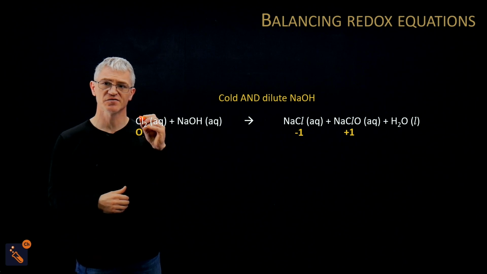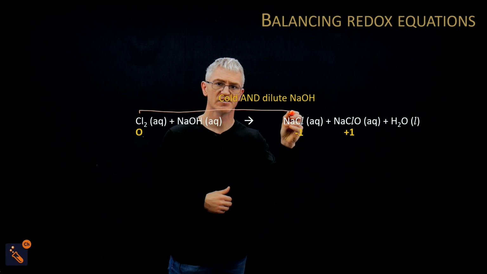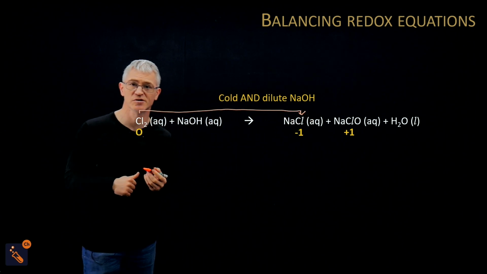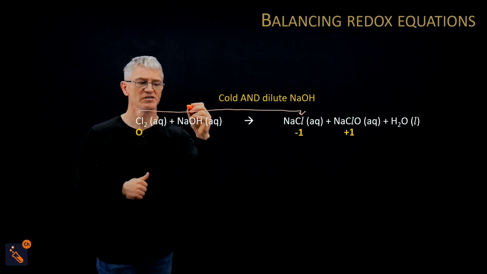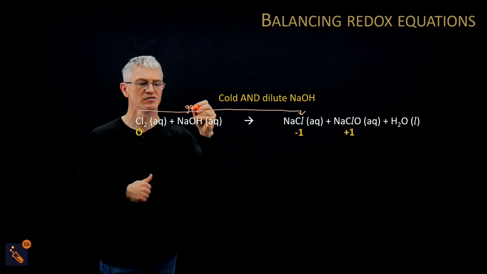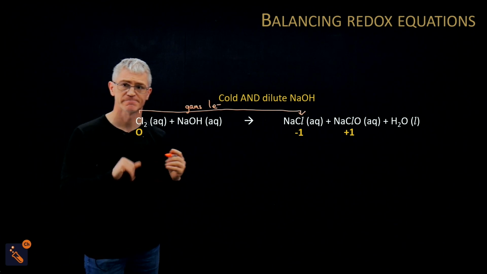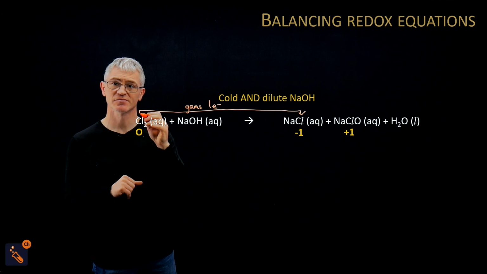That means if I go from this one all the way over here, and this is important if you're ever describing this, you go from here to here, 0 to -1. So basically that means it gains 1e minus. Okay, so gains 1e minus. Makes sense.